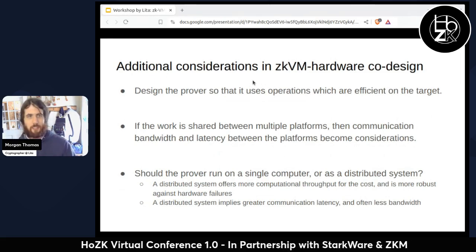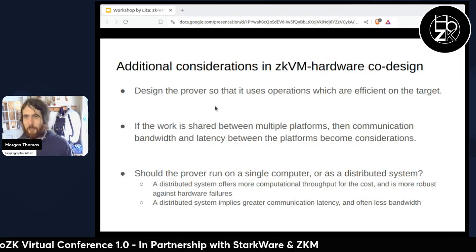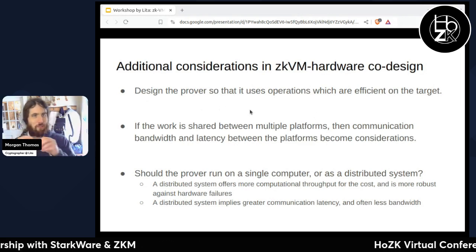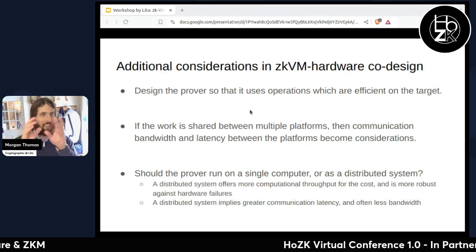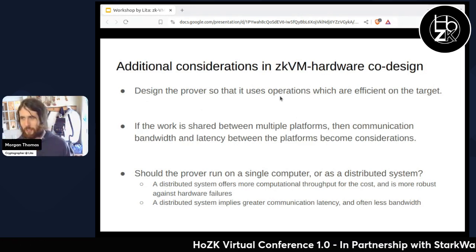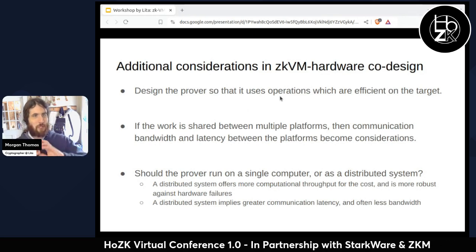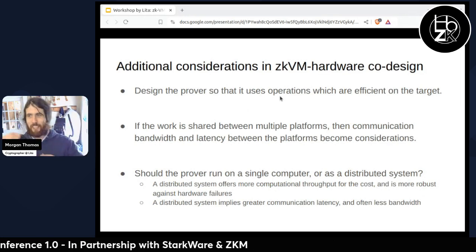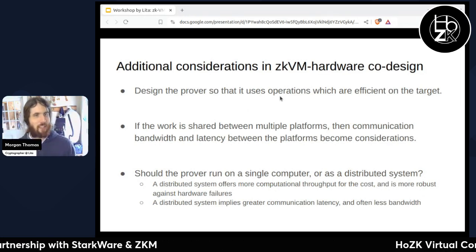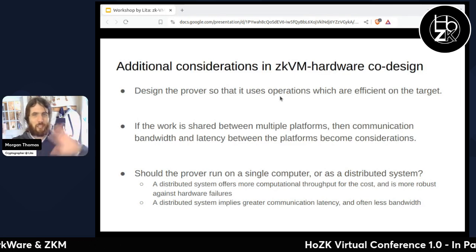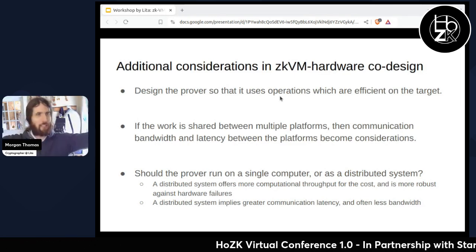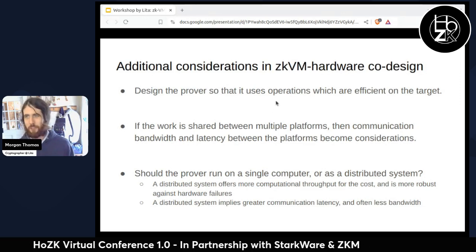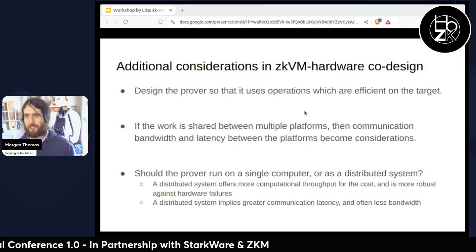So some additional things to think about when picking out the hardware and the prover. You want to think about what operations are efficient on the hardware and try to make your prover be based around those. If you're going to run the prover distributed across multiple chips, then you need to think about the communication bandwidth and latency between those chips. And if you're running it across a network of computers, then you have the same issue but dialed up further. And so those are things to think about.